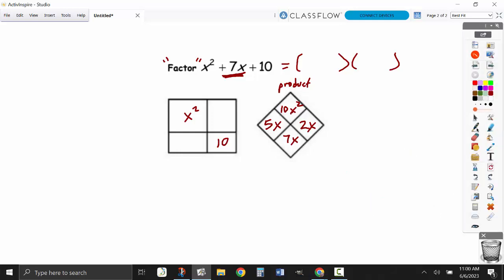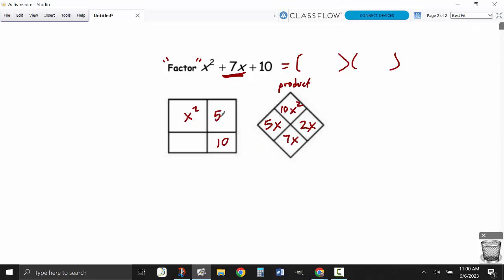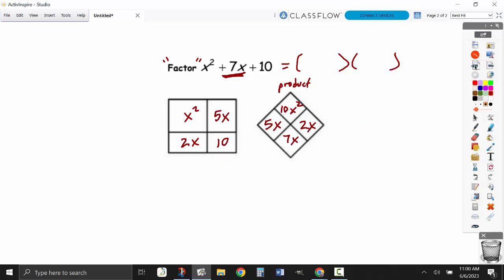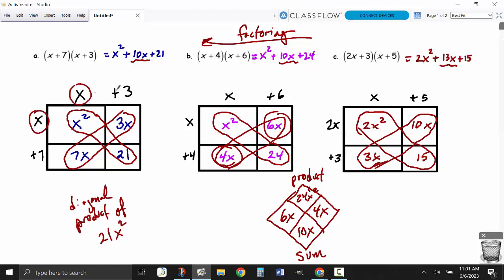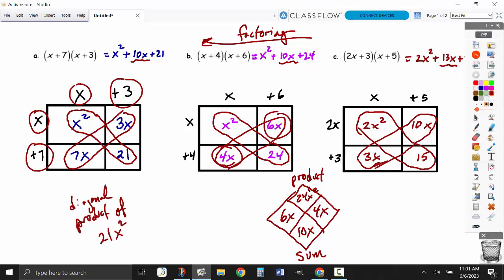Now, it doesn't matter where you put the 5x or the 2x. You can put the 5x here or down here, and you can put the 2x there. One of the other things that I noticed from the previous example, let me go back here, is that the values that are out here are the greatest common factors of their row or column.